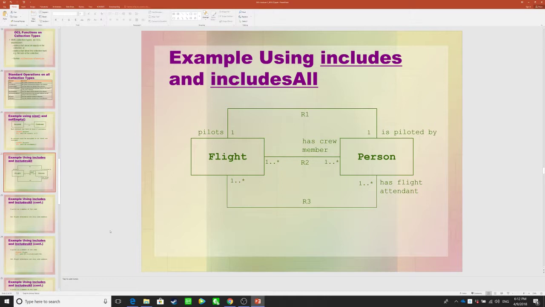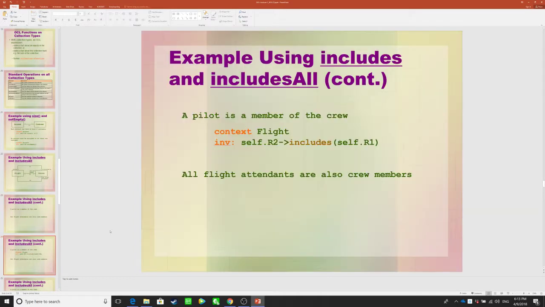So what is inside this includes? You cannot just say pilot, because pilot is not anywhere on this class diagram. R1. So you have to find that. That's not that hard. So yes, correct. It's self.r2 includes self.r1. Okay, I forgot the self.